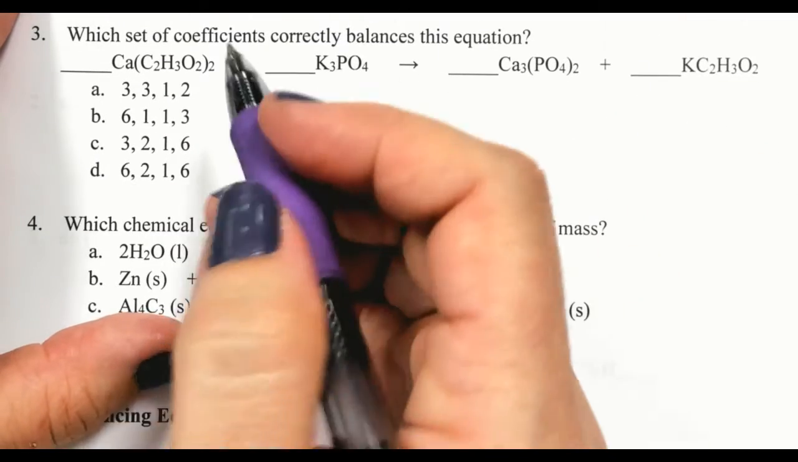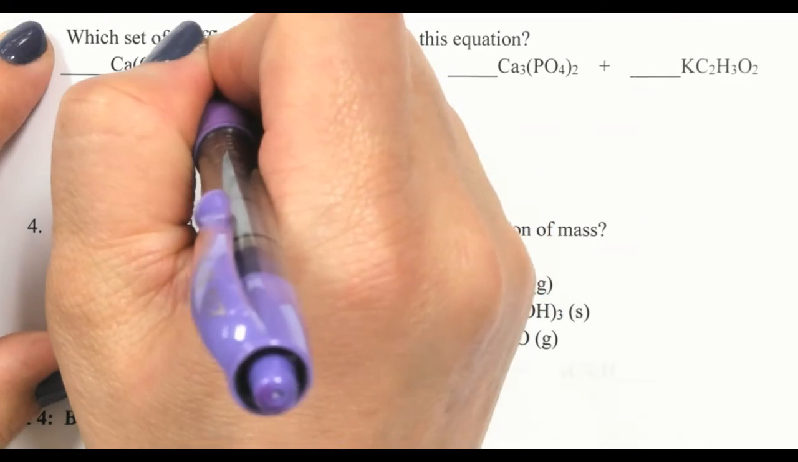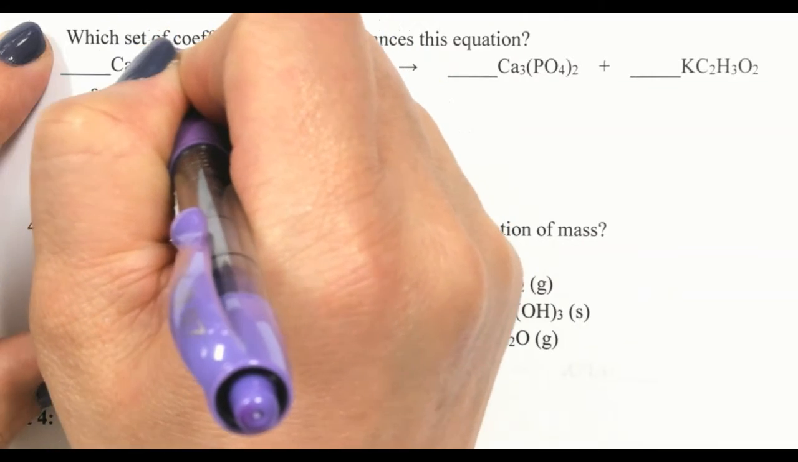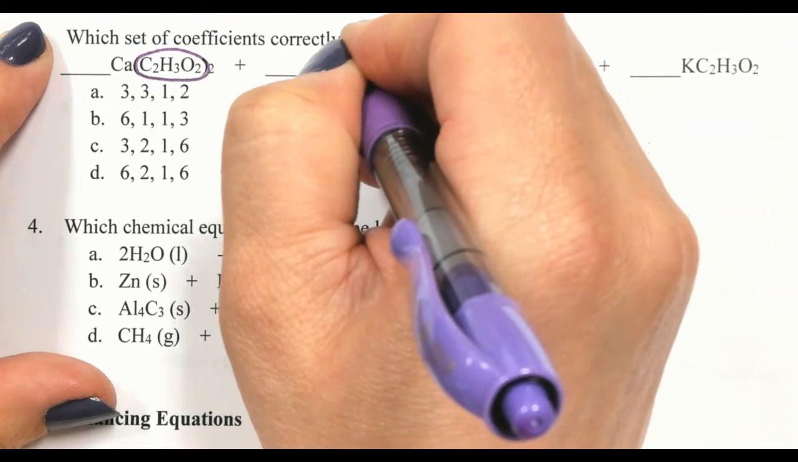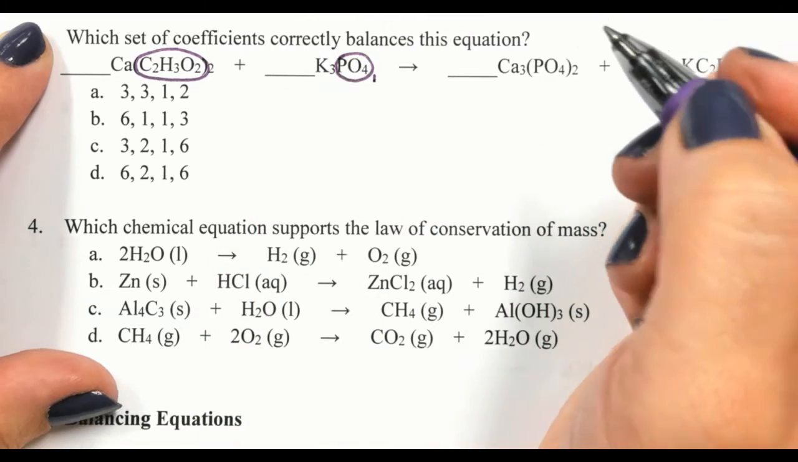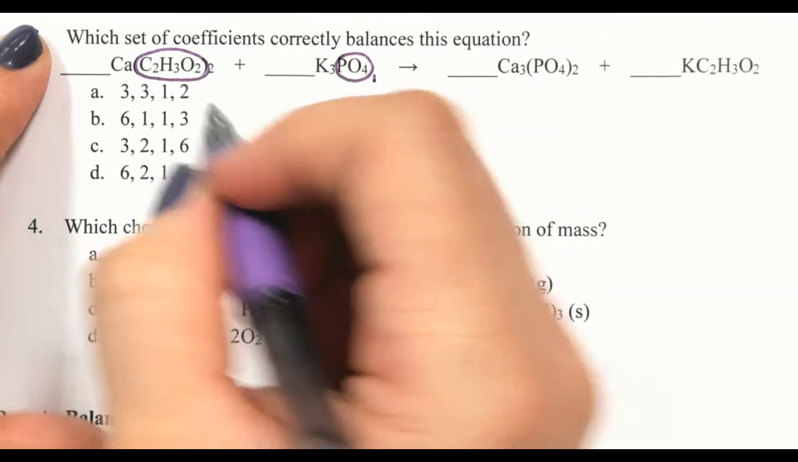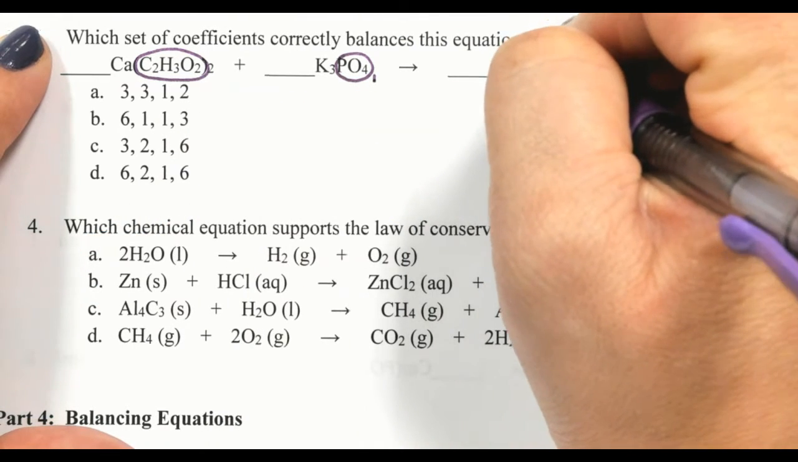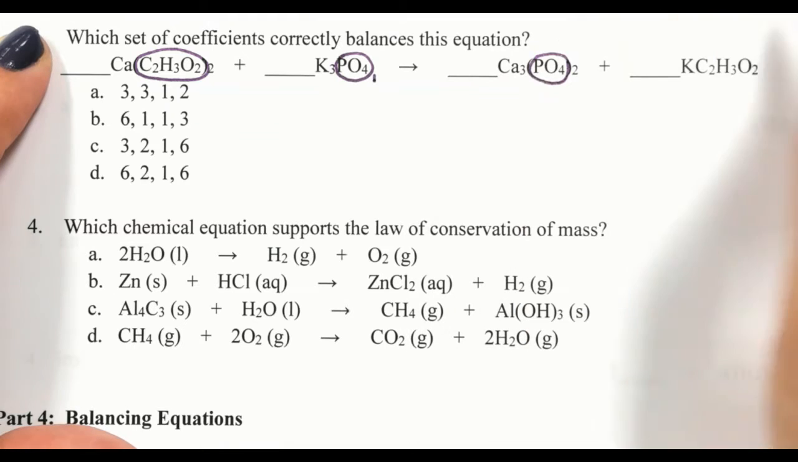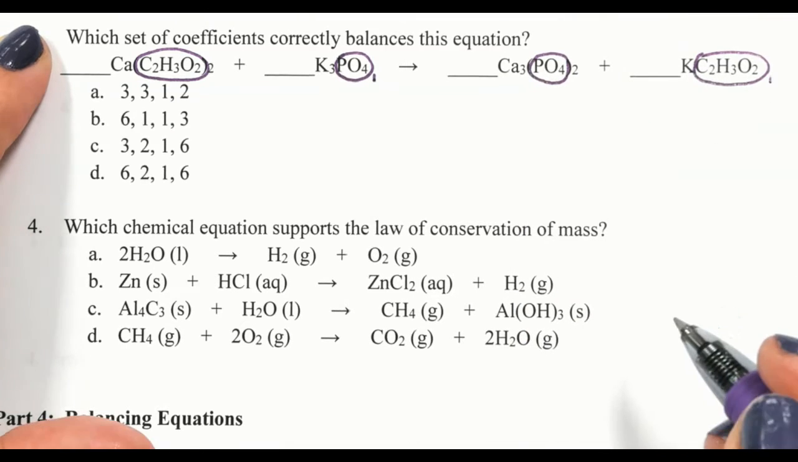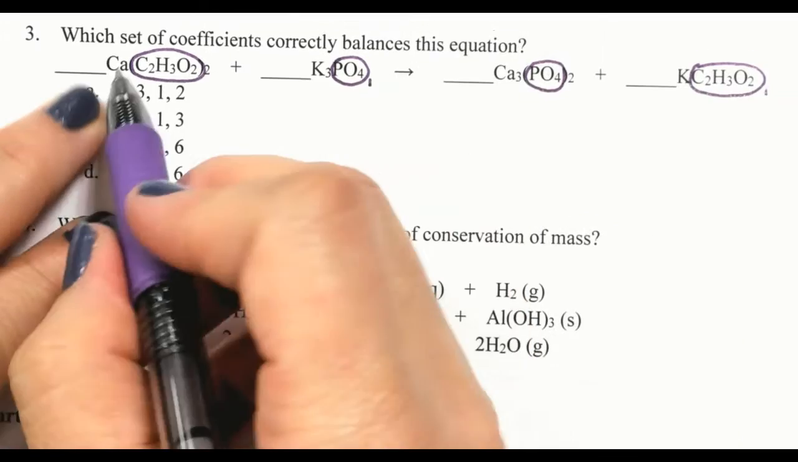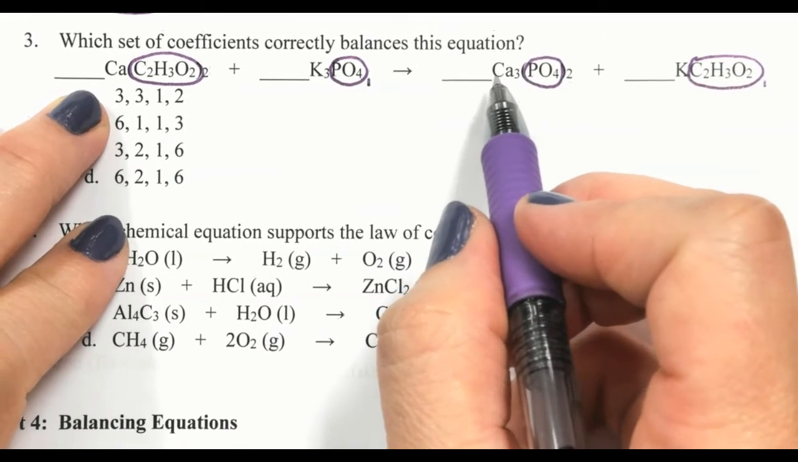Number 3, we're going to do some bundling here. I'm going to bundle this, and that's acetate, and I'm going to bundle this, that's phosphate. Notice there's only 1 phosphate while there's 2 acetates. Over here, I'm going to bundle those. There's 2 phosphates there, and then I'm going to bundle these, and notice we have only 1 acetate there. So we have 1 calcium, 3 calcium.